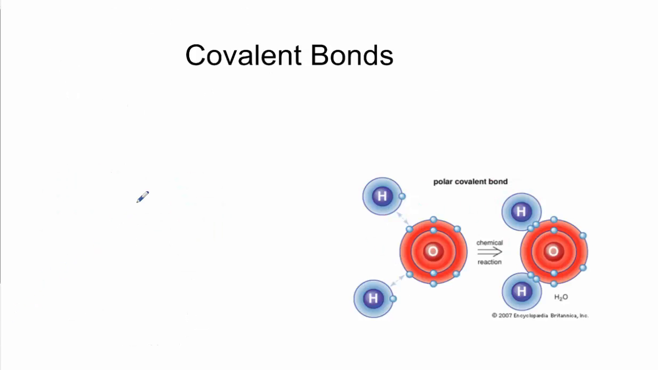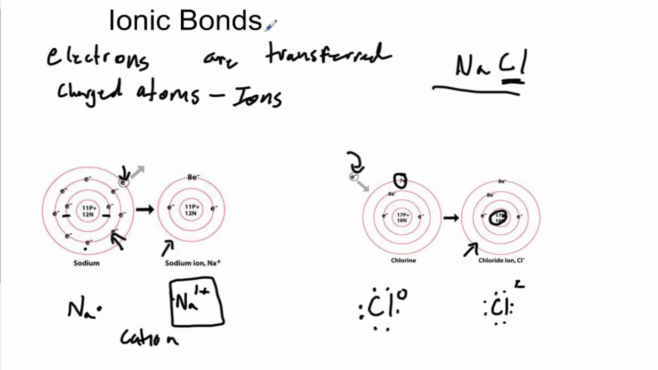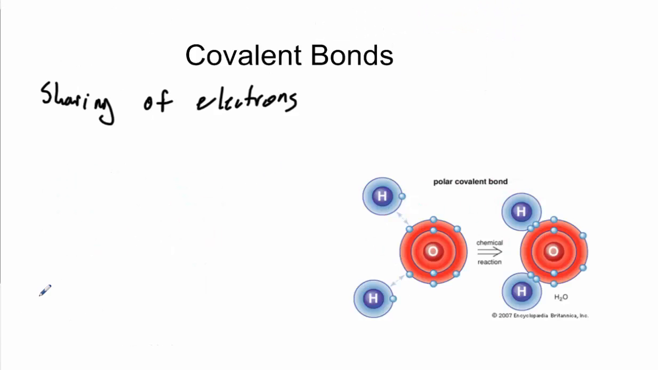Now, covalent bonds are a little bit different. This shows a covalent bond that forms between hydrogen and oxygen, and this is sharing of electrons. Now, I didn't mention this, but I'm going to go back and say it. Ionic bonds involve metals and nonmetals. You're always going to have a metal and a nonmetal in an ionic bond. Covalent bonds involve only nonmetals.